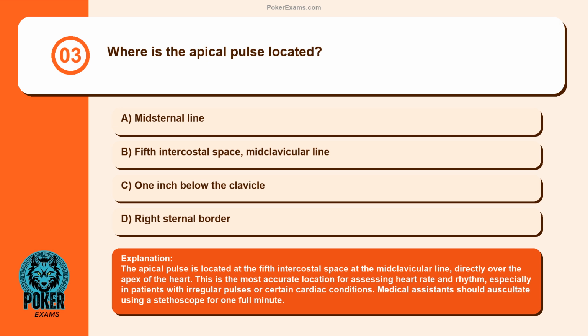The apical pulse is located at the 5th intercostal space at the midclavicular line, directly over the apex of the heart. This is the most accurate location for assessing heart rate and rhythm, especially in patients with irregular pulses or certain cardiac conditions. Medical assistants should auscultate using a stethoscope for 1 full minute.